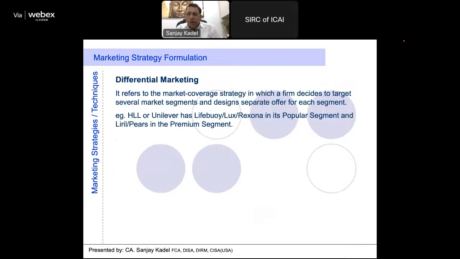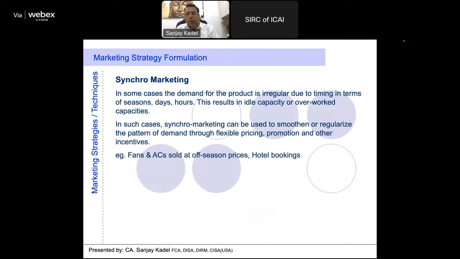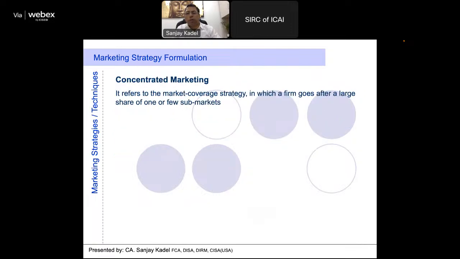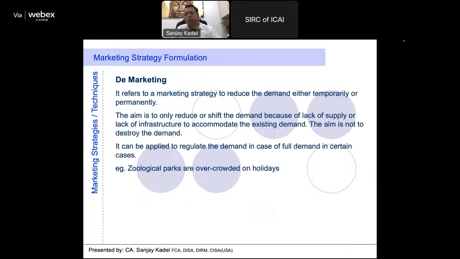Then you have differential marketing. Differential marketing means you devise different approaches for different segments of the market. Synchro marketing means you want to synchronize the sales over a year, over different months, even in such months where the season is not there. So it is called synchro marketing. Concentrated marketing means when you want to go after one segment of a market and try to get more share in that particular segment, you are said to be following a concentrated marketing approach.